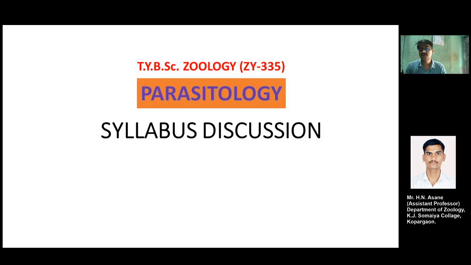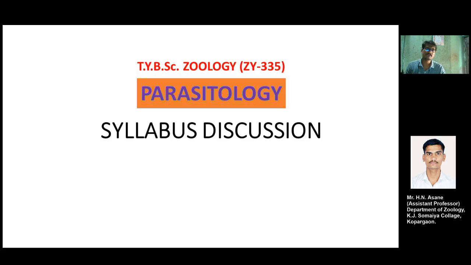Since we are taking the mammalian histology paper second, and we are discussing its chapters. We were discussing the second chapter, but today the decision has been taken to run these two papers parallelly. So I have the second paper of TYBSc, that is the fifth theory paper, which is named parasitology, and we will take this paper parallel to the mammalian histology.